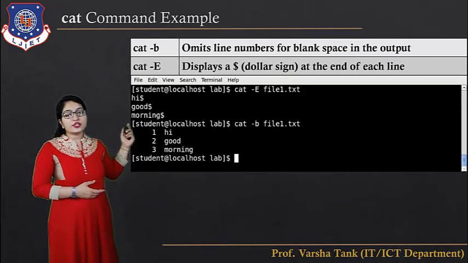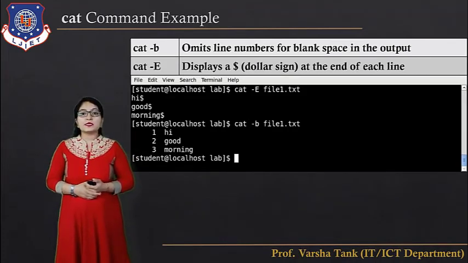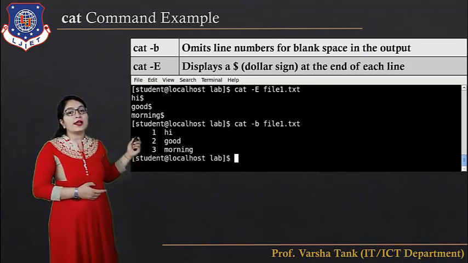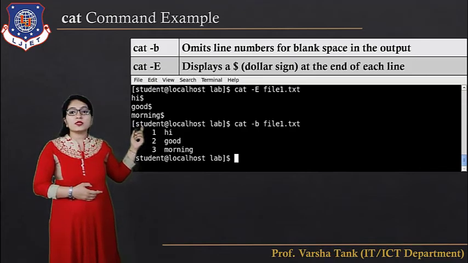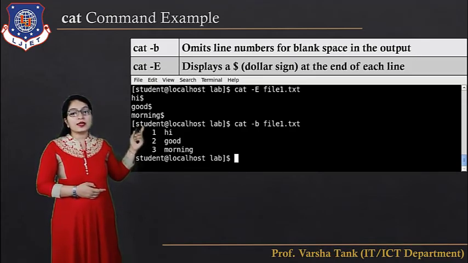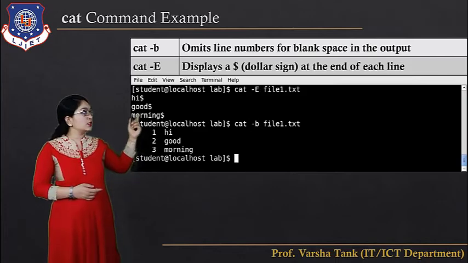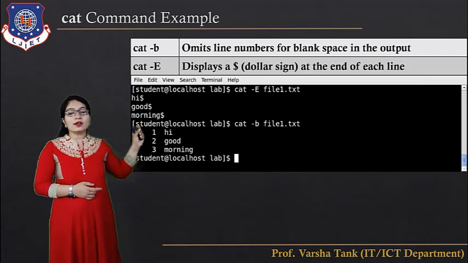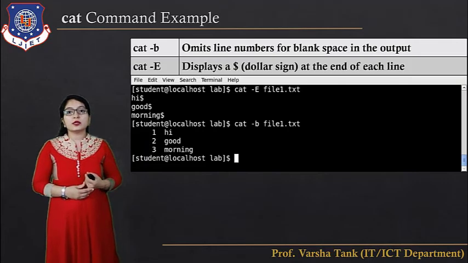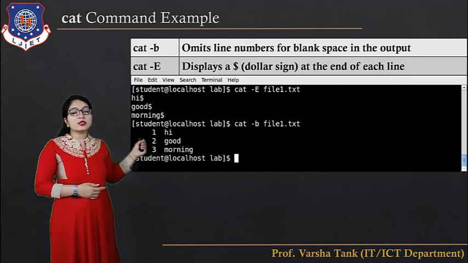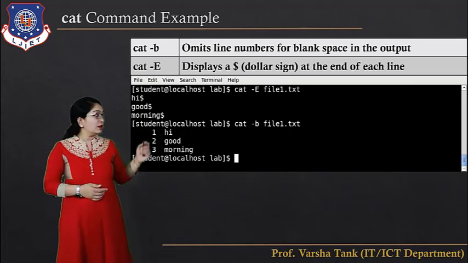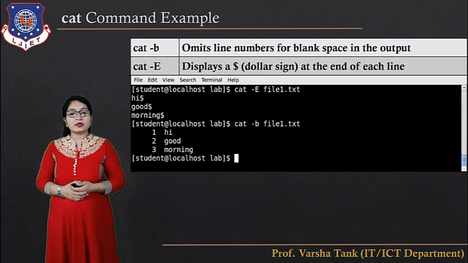So first, cat -b omits the line numbers for blank spaces in the output, and cat -e displays the dollar signs at the end of each line. In this figure you can see first it is written cat -e file1.txt, so it will display the "hi good morning" written in the file. After hi it will display the dollar, after good it will display the dollar, and in this way it will display the dollar sign. Next, cat -b file1.txt will display the line numbers for each and every line written in the file.